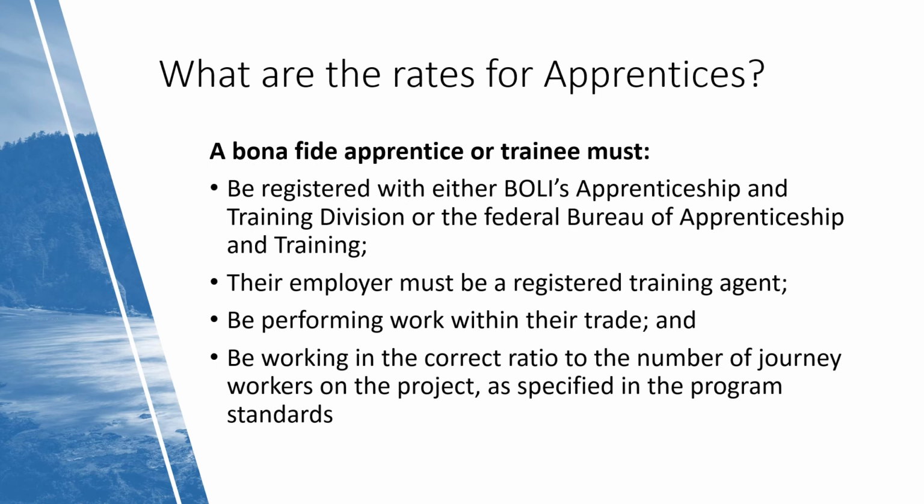Finally, what are the rates for apprentices? Bona fide apprentices may be paid a percentage of the applicable prevailing wage rate for the work they perform, so long as that work is consistent with the apprenticeship or training standards for their program. That exact percentage is determined by how far along the apprentice or trainee is in their program. Please be aware that while an apprentice may receive a percentage of the journey level worker's base rate for regions where the appendix rate does not apply, apprentices must be paid the full fringe rate.